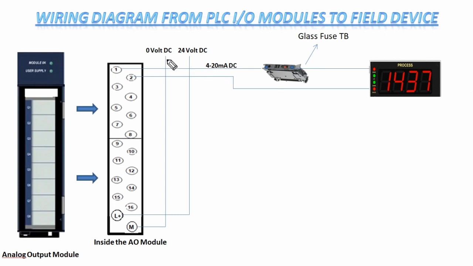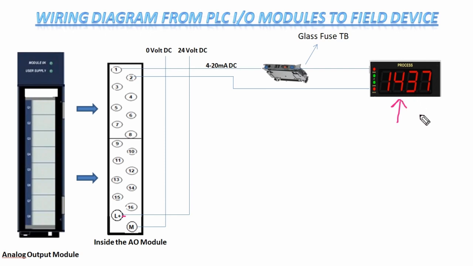See here. 0 volt DC and 24 volt DC have two bus bars present in the panel. 0 volt DC is connected to the M terminal, and 24 volt DC is connected to the L plus terminal. When the PLC gives an output command from terminal number 1, it will give 4-20 milliamps output DC through the fuse terminal, and from the fuse terminal it will reach the indicator. Depending on the indicator settings and the current received from the analog output module, the PLC will read some value.